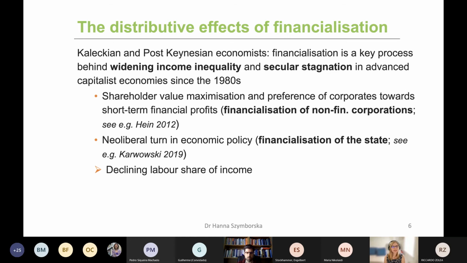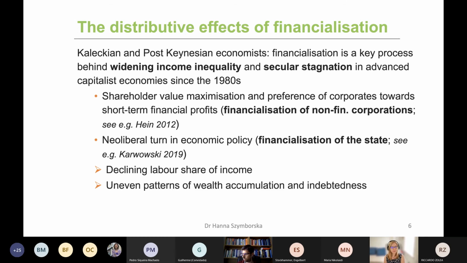The way that typically post-Keynesian literature analyzes the relationship between inequality and financialization is by analyzing the labor share across different economies. And indeed, it is observed that the labor share has been declining over the past decades as a result of these changes related to financialization.